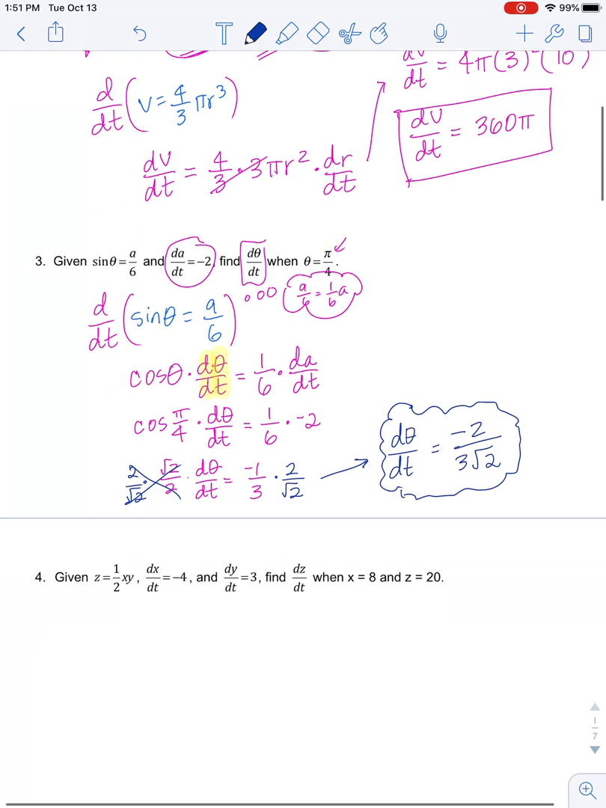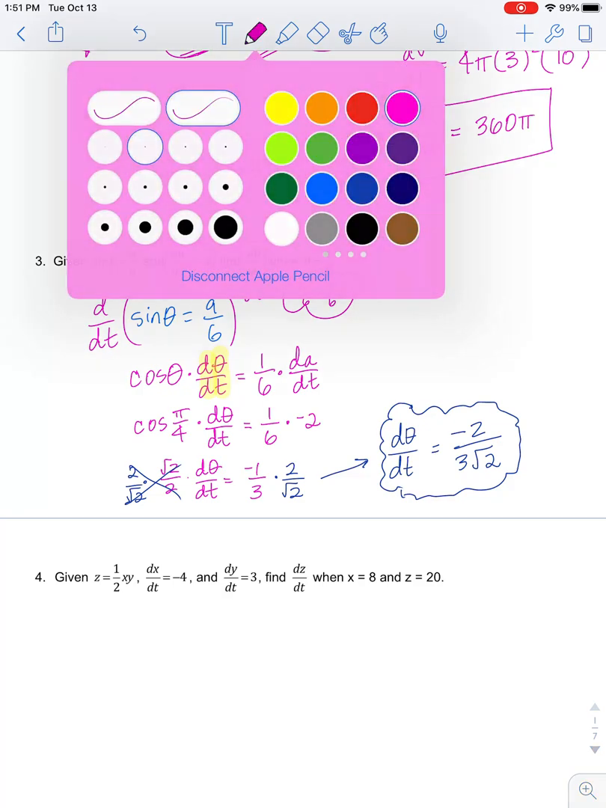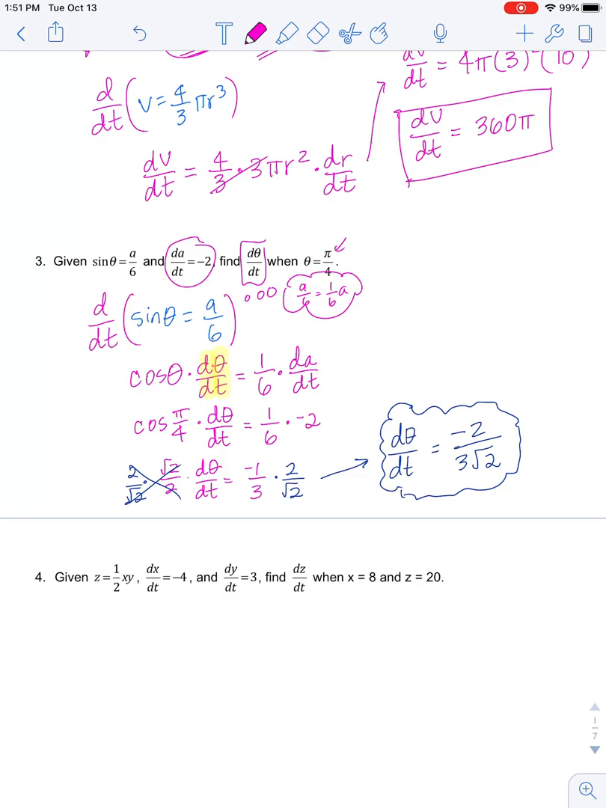I'm going to really quickly do number 4. Actually, what I'm going to do is differentiate it with you, and then I'm going to have you guys solve and see if you can do the algebraic part of it. We have an equation, you can think of it like a formula. Z equals 1/2 xy. We have one rate that they're telling us. The rate that x changes with respect to time is -4. The rate that y changes with respect to time is 3. And we are to find this rate when these two numbers are true.